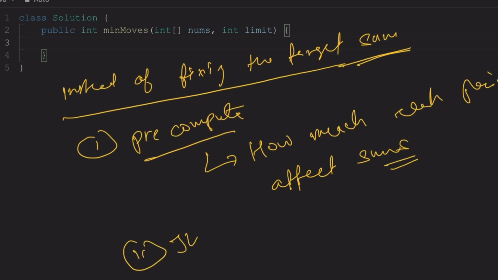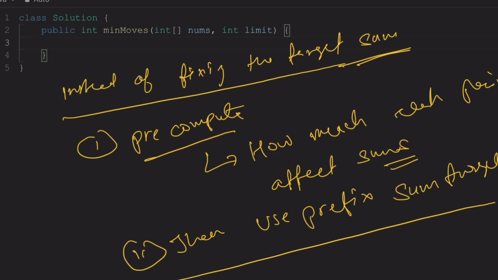Then use the prefix sum over the targets. If we do this, it gives you the efficient way. So do not fix the target sum, because you would need to recalculate the cost again. Basically, you pre-compute how much each pair affects all the sums, and then use the prefix sum to aggregate those values efficiently, and it will give you the final result. I'll show you how.